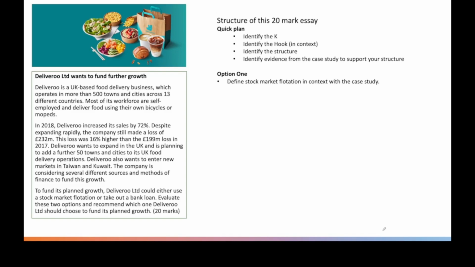So really, you're writing the equivalent of 2 10-markers in some ways. 2 times 10 is 20 last time I checked, so you can get your head around why we would do that. We'd start off with a definition of option 1, which is stock market flotation.